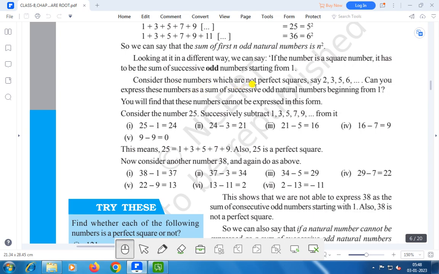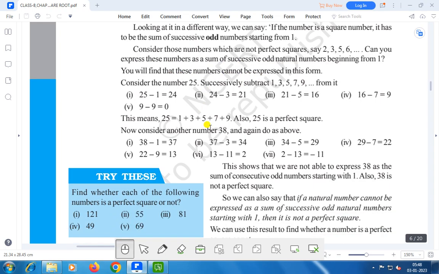Consider those numbers which are not perfect squares, say 2, 3, 5, 6. Can you express these numbers as the sum of successive odd natural numbers beginning from 1? You will find that these numbers cannot be expressed in this form.